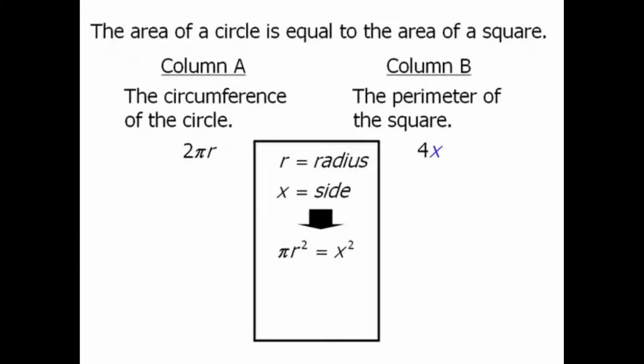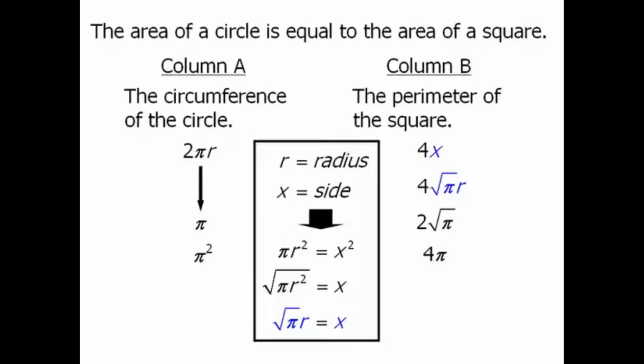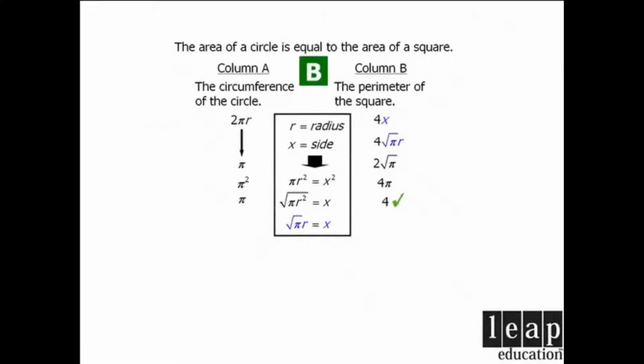First we'll take the square root of both sides, and now we'll simplify the left-hand side. Now that we know x equals the square root of pi times r, we'll go to column B and replace x with root pi times r. At this point, I'd like to divide both columns by 2r. And now let's square both columns. And finally, we'll divide both columns by pi. So we're now comparing pi with 4. Well, since pi equals approximately 3.14, we can see that column B must be greater than column A, in which case our answer is B.